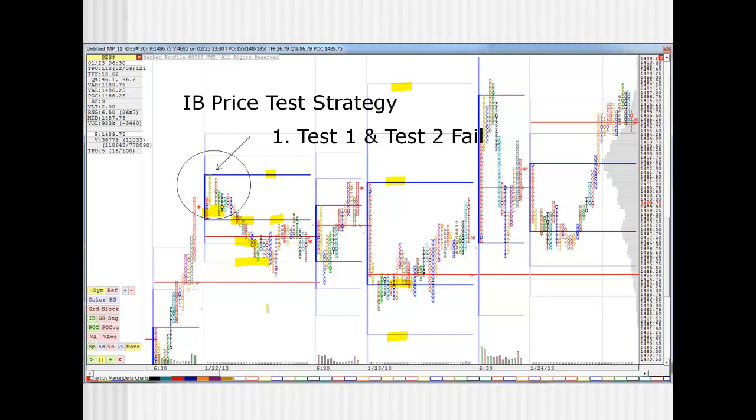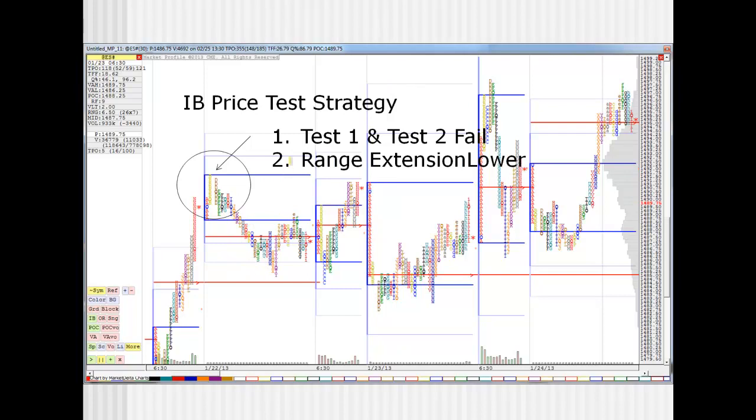All right, so the parameters for our strategy basically are: we are looking for the initial balance high and the initial balance low to get tested. If the initial balance high is being tested, it needs to be tested twice. If 2 tests fail, as soon as we take out the low of the bar that created the second test, then it is time to take a short entry, in this case, since we were testing the high.